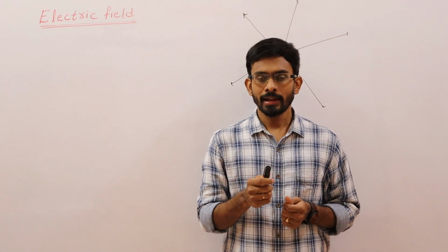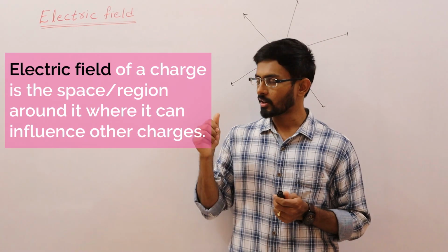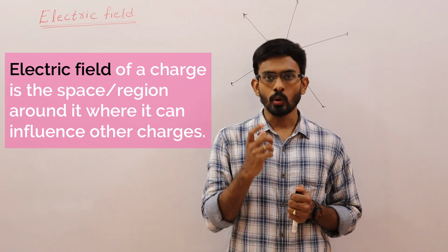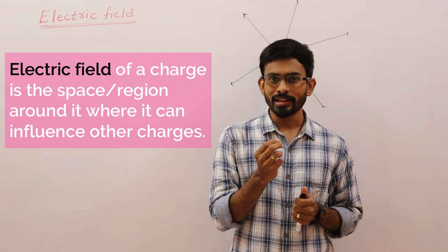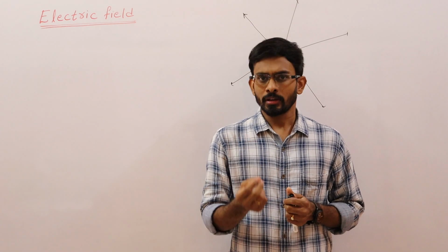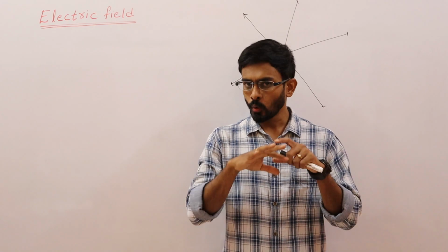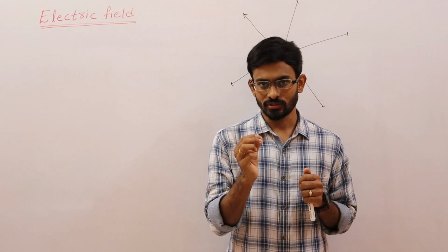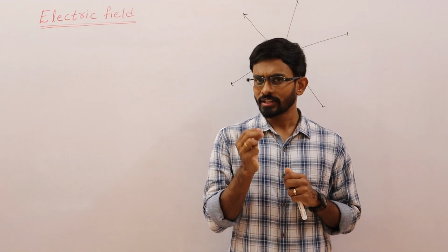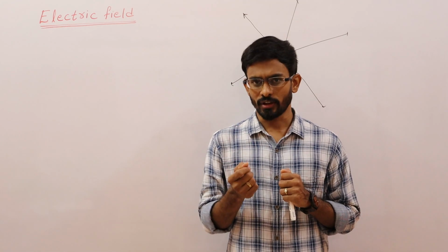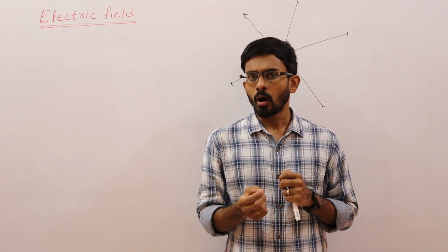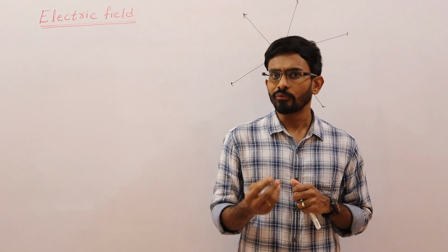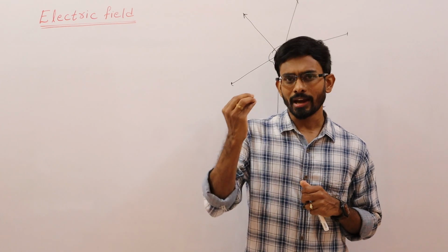So before going ahead, let us look at the definition of electric field. The electric field of a charge is the space or the region around it where it can influence other charges. It means the space or the region around a charge where it can apply force on other charges. The next question that arises is how strong is its influence? To understand how strongly this charge can influence other charges, what we can do is keep a test charge at that particular point.